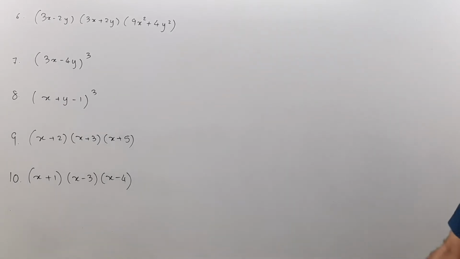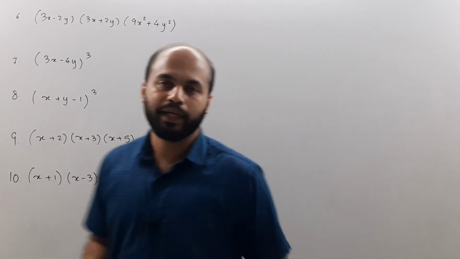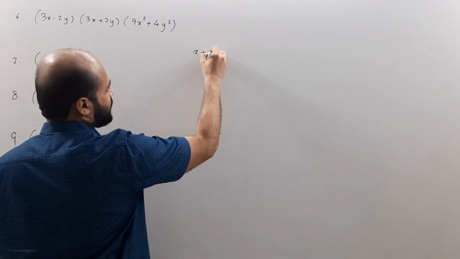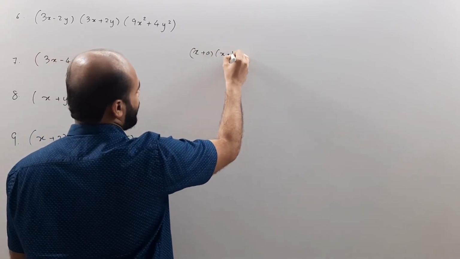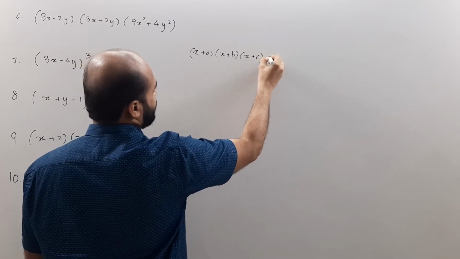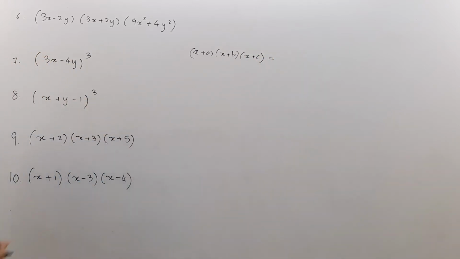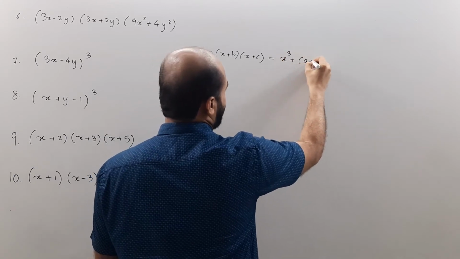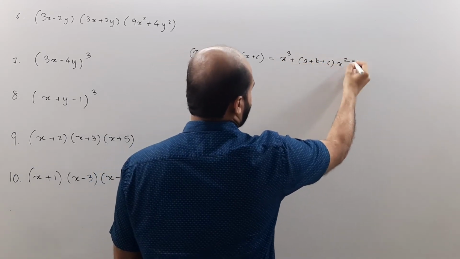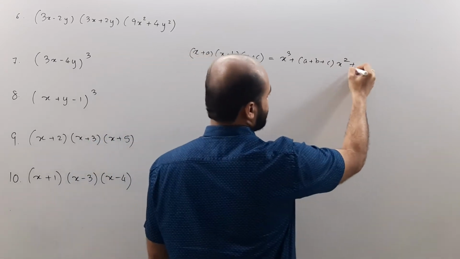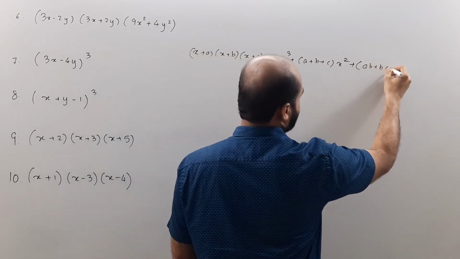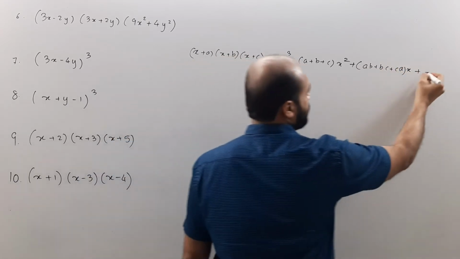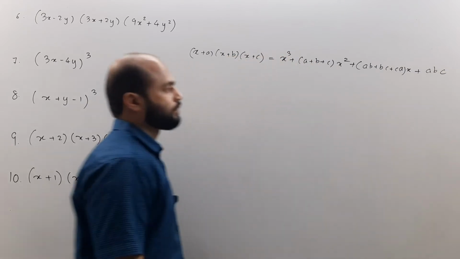So problem 9 is of the type x plus a into x plus b into x plus c. So we have seen that x plus a into x plus b into x plus c, the expansion of this comes out as x cube plus a plus b plus c times x square plus ab plus bc plus ca times x plus abc. This is what we have.